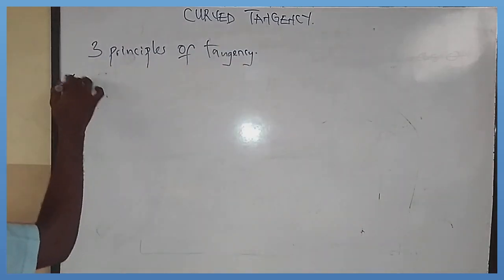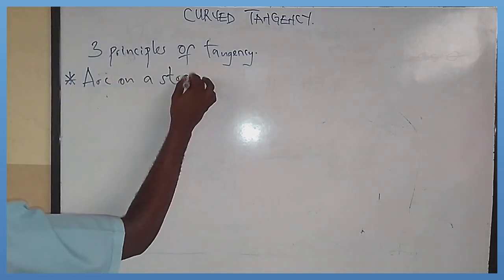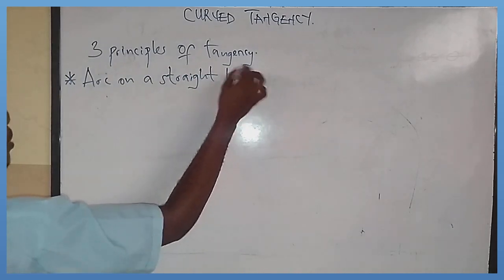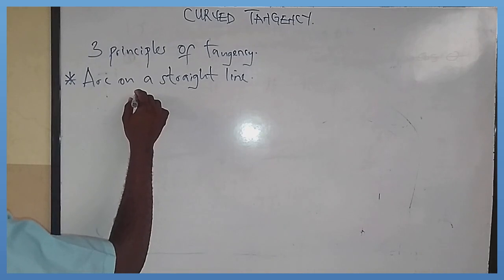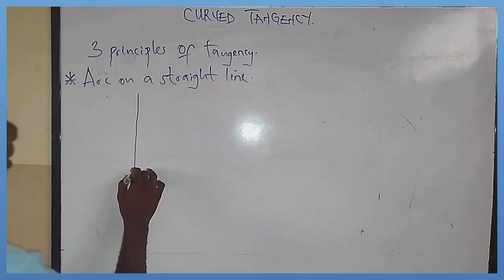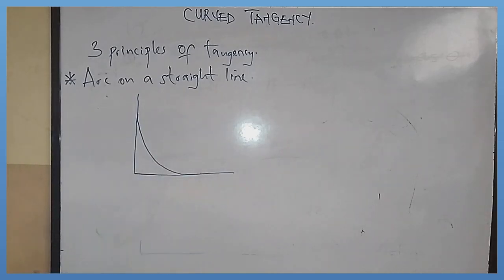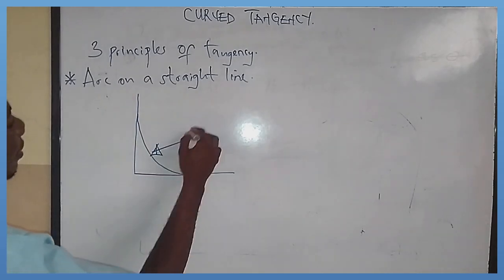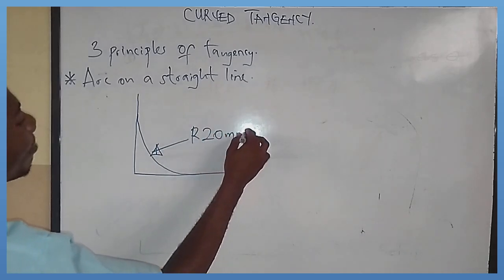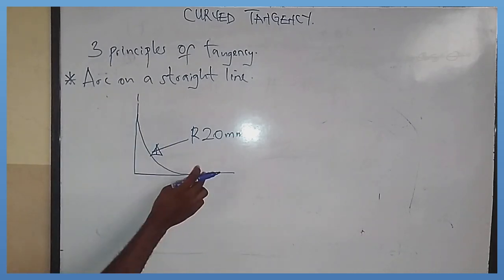The very first principle is the principle of an arc on a straight line. So what does this imply? Take a look at this scenario. If I were to have this vertical line and this horizontal line, then I have an arc cutting across it this way. If I was told that the radius of this arc is 20 millimeters, as we can see, this arc lies on a straight line here and also on a straight line here.